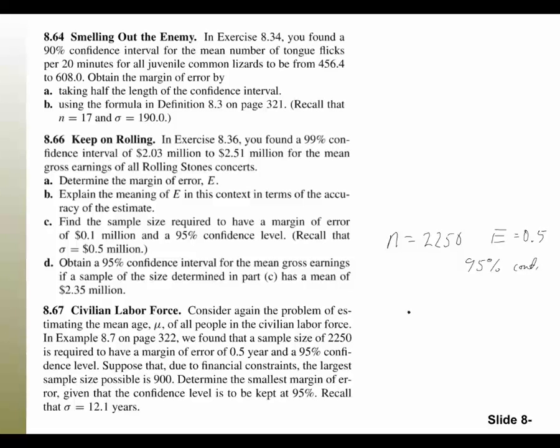It says suppose that we can only have a sample size of 900. Determine the smallest margin of error given that the confidence level is to be kept at 95%. So that means that Z is 1.96, right? And we got a population standard deviation of 12.1. Okay, so how do we calculate the margin of error? How are we going to get the margin of error? What did we say it was?